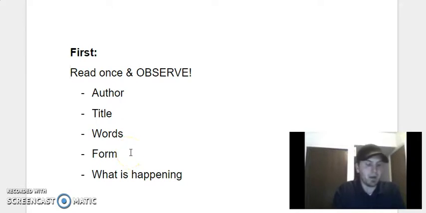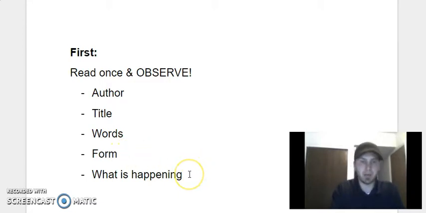There are a ton of very technical ideas when it comes to the form and structure of poetry, but really, right now, I just want you guys to look at simple things like the length. Does it rhyme? Does it seem to be very structured, or is it just free form and all over the place? So that's what we'll be looking at as far as form.